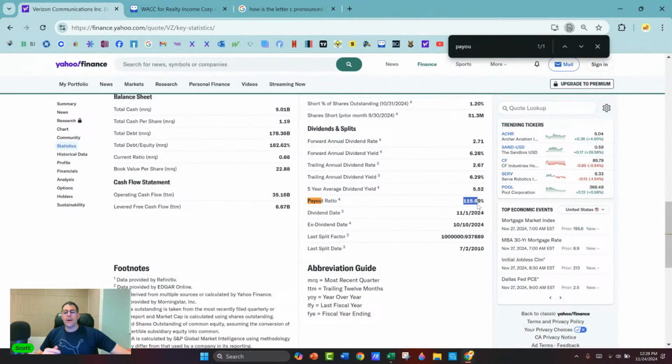Because they pay out 116%. So you can't really adjust it. Actually, you have to adjust the valuation down in this case, because they pay more than their net income.